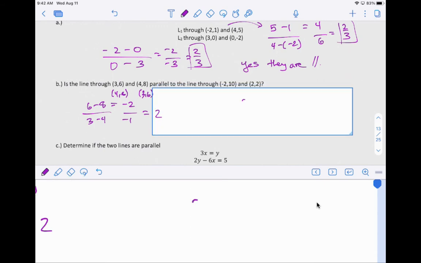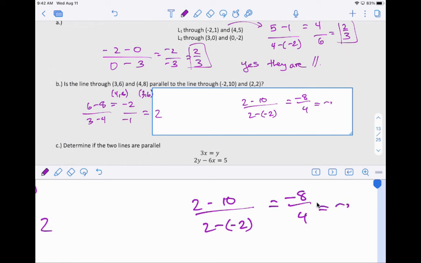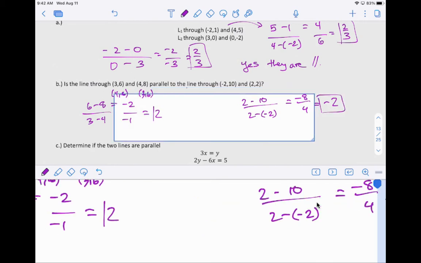Over here, 2 minus 10 over 2 minus -2. That'd be -8 over 4. That'd be -2. Now, these are definitely not the same number, right? One is going up, one is going down. They are not parallel. Here's the thing, though. They're not perpendicular either.